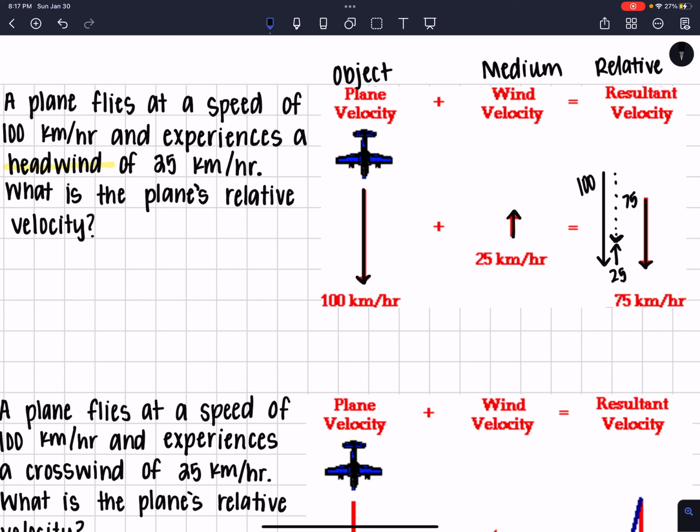So a plane is actually going to get to its destination in a longer amount of time when it's experiencing a headwind. It's going to travel slower than it's intended to. Remember, the speedometer reading that the pilot's going to see is going to read 100 kilometers per hour. But due to the headwind, their actual speed is only going to be 75 kilometers per hour. So relative velocity, while it is relative to the observer, it's also synonymous with being the actual speed that the object is moving at. So let's do one last example.